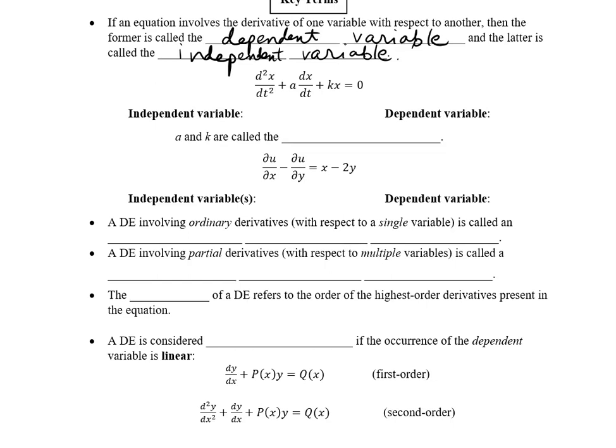So this example right here that we have, this is a differential equation. It's also called a second order differential equation because it's got the second derivative in it.